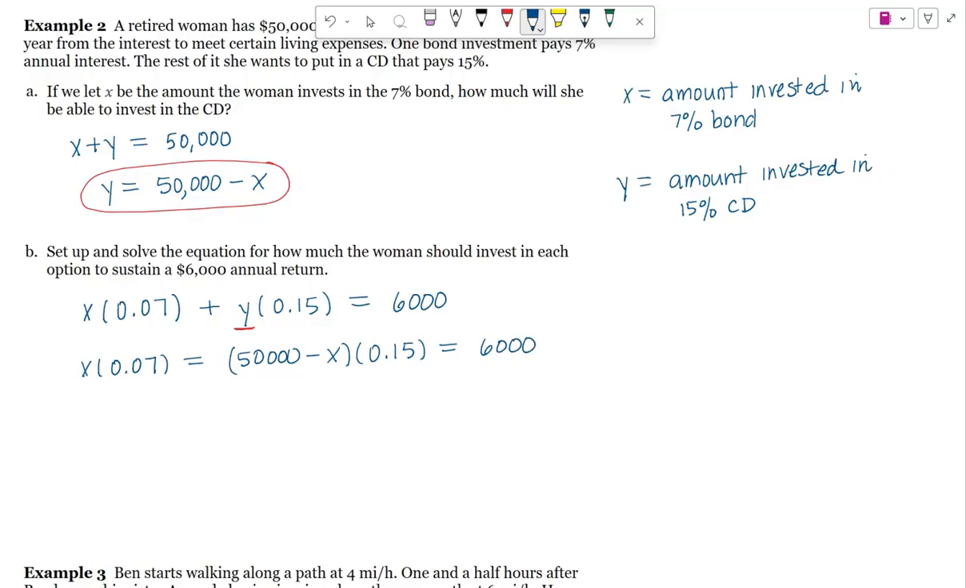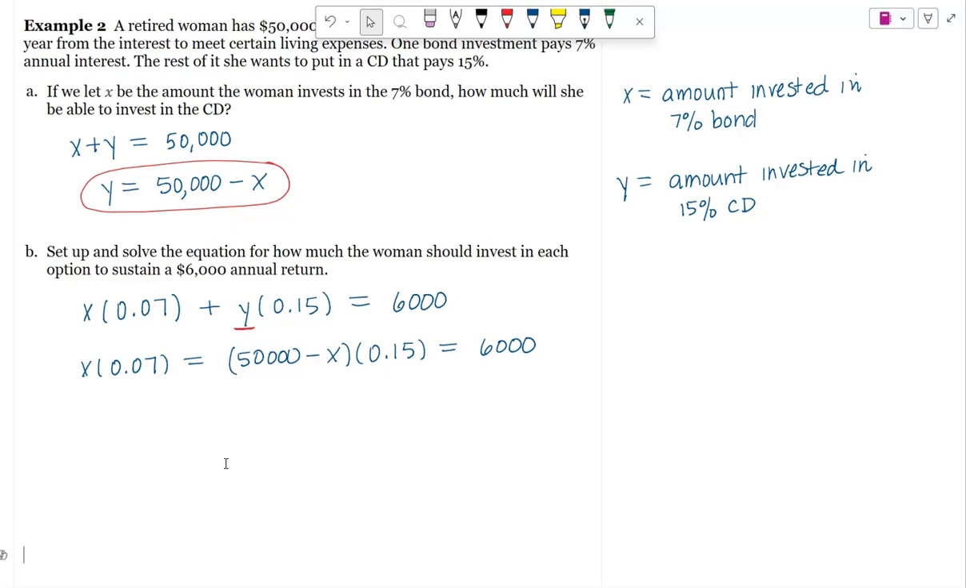So let's multiply the 0.15 times both of those items. Oops, this should not be an equal sign. This should be a plus here. So I've got 0.07x plus 50,000 times 0.15 is 7,500 minus 0.15 times x. All right, let's combine the like terms here, the two items with x. This will be minus 0.08x.